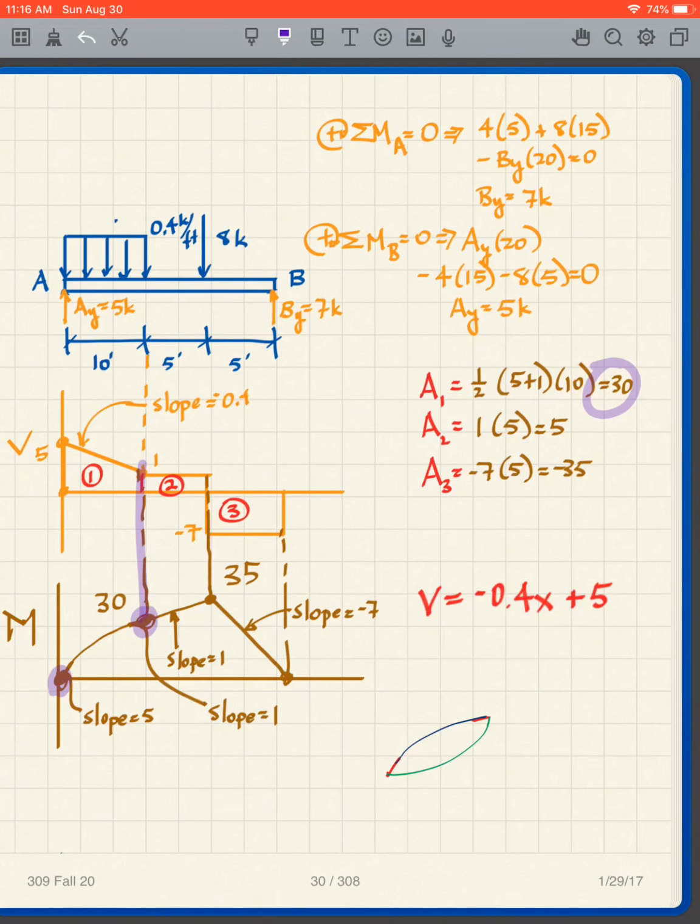How do I get there? Well, here the slope is 5. Why? Because the value of shear is 5. Here the slope is positive 1, which is less steep, because the value is 1, and the only way to connect it is like that. Don't connect it like that. That is wrong.